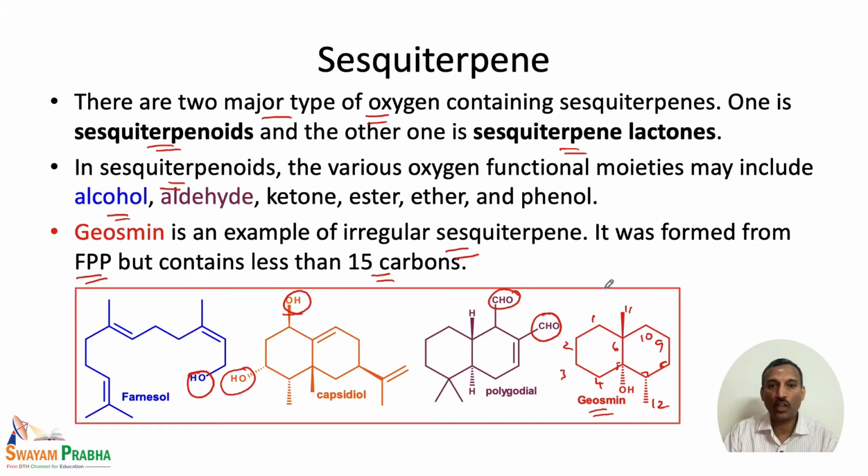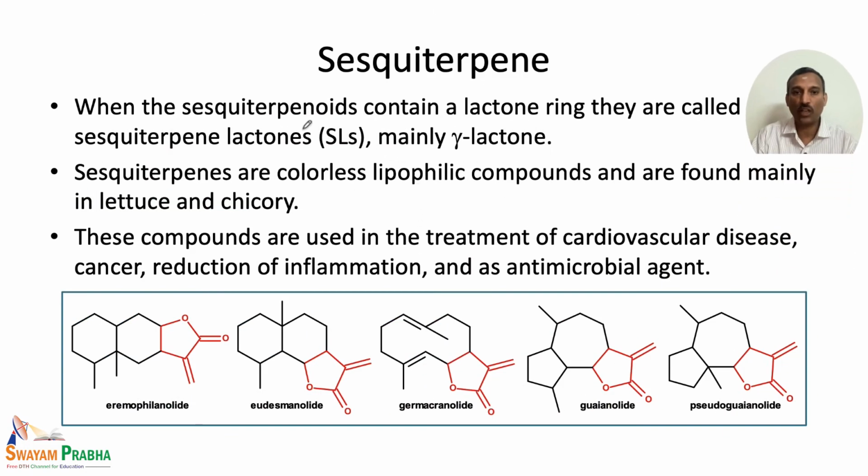Whenever there is rain, we get a muddy smell. The muddy smell is actually due to this geosmin. So, this compound is responsible for the muddy smell we get after the rain. The next major class of sesquiterpenoids is the compounds containing a lactone ring, and these are called sesquiterpene lactones. Most of these lactones are basically gamma lactones. So, here are the examples that are given.